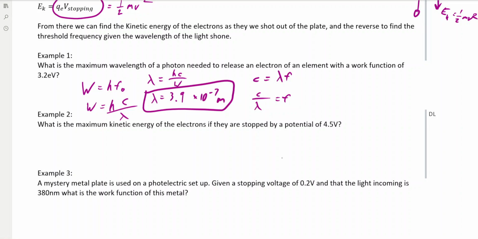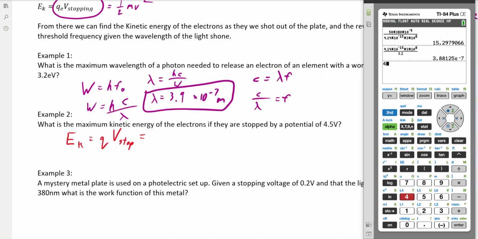Okay, what is the maximum energy of the electrons if they're stopped with a potential of 4.5 volts? So that means kinetic energy equals q and then V stop. Well, all we got to do is plug those in. So 4.5 times, oh yeah, and we could go like 1.6 times 10 to the negative 19 if you wanted to get joules.